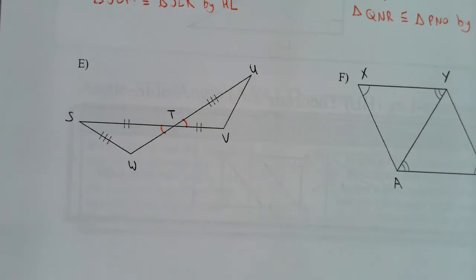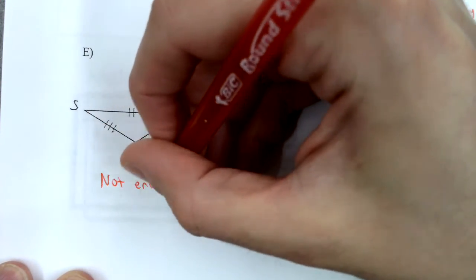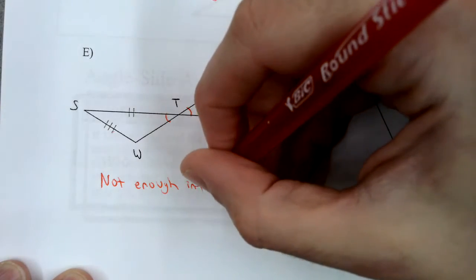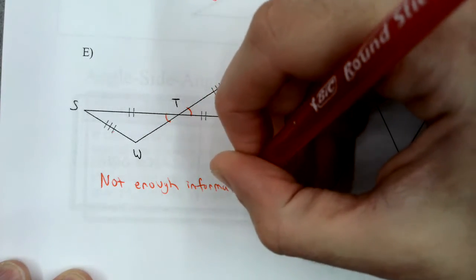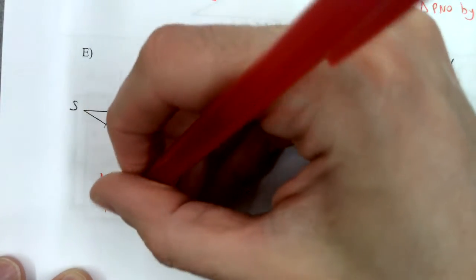So I'm going to say not enough information. We don't know if these are congruent. It doesn't match any of our 5 shortcuts. I'll say not enough information to conclude that the 2 triangles are congruent.